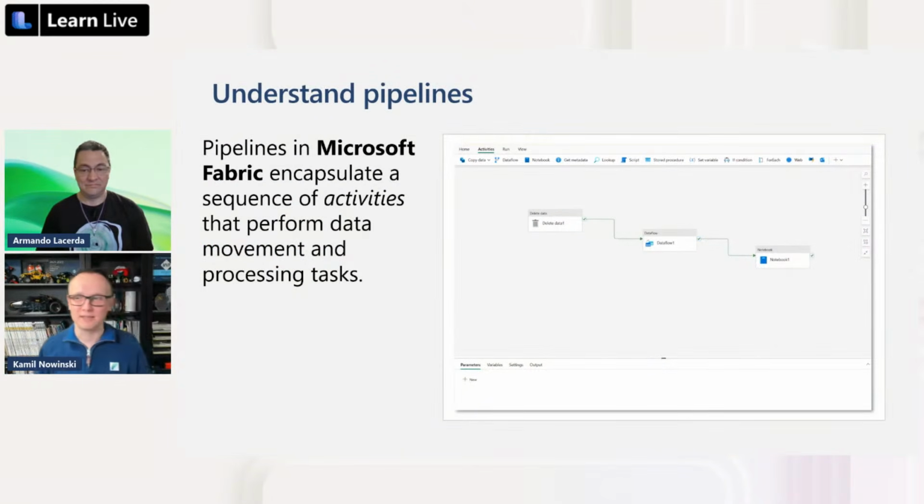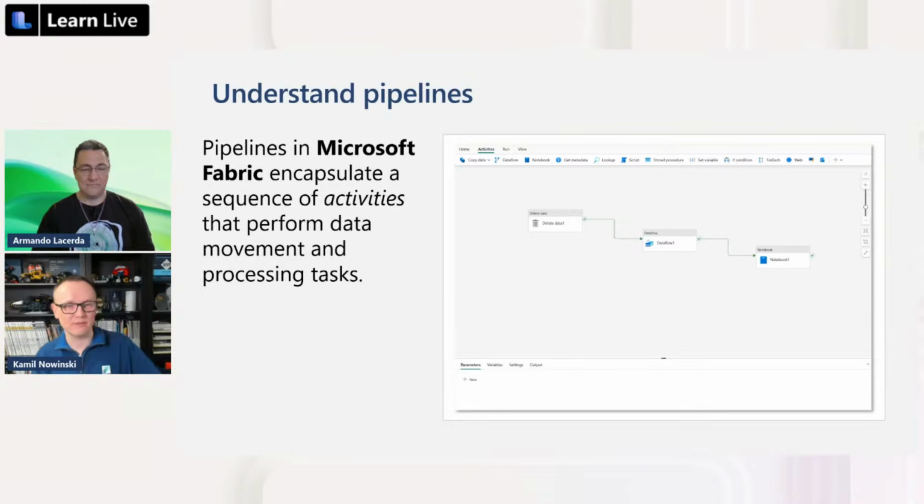Pipeline, and as I said, we have activities. Those activities actually perform data movement and processing tasks. So you can use a pipeline to define the data transfer and transformation activities, and orchestrate everything end to end through this control flow. You can manage branching, looping, and other typical processing logic.